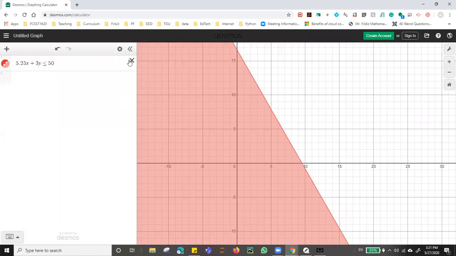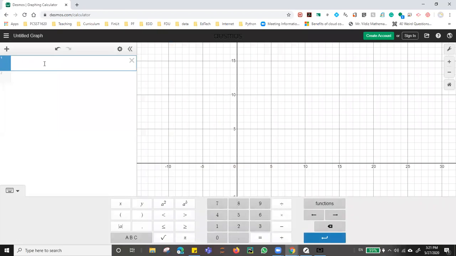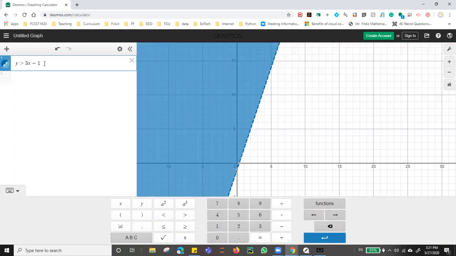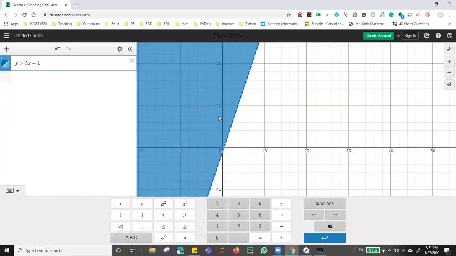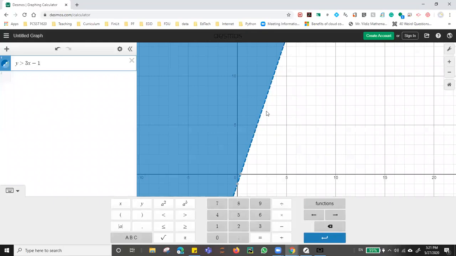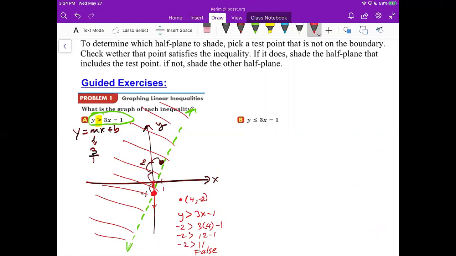It's nothing fancy. Let me write this inequality, y greater than 3x minus 1. When you use a graphing calculator, it gives you the answer right away. That's it. As you see, it's already shaded and the line is already dotted. Everything. Here you go.